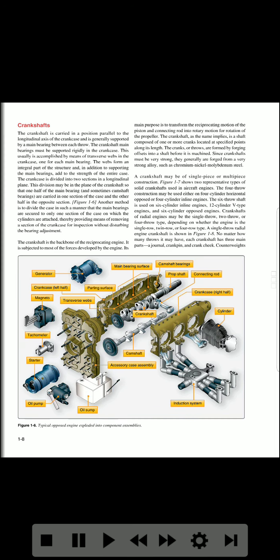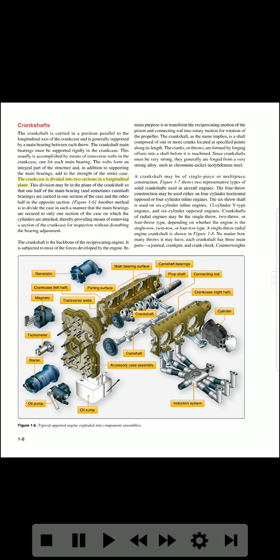1-7. Crankshafts. The crankshaft is carried in a position parallel to the longitudinal axis of the crankcase and is generally supported by a main bearing between each throw. The crankshaft main bearings must be supported rigidly in the crankcase. This usually is accomplished by means of transverse webs in the crankcase, one for each main bearing. The webs form an integral part of the structure and, in addition to supporting the main bearings, add to the strength of the entire case.